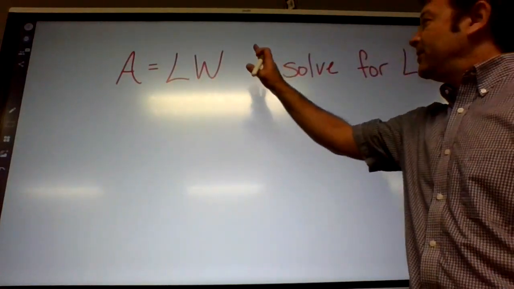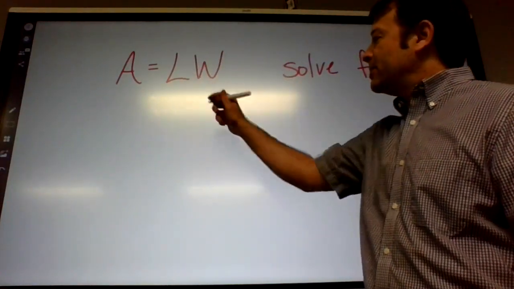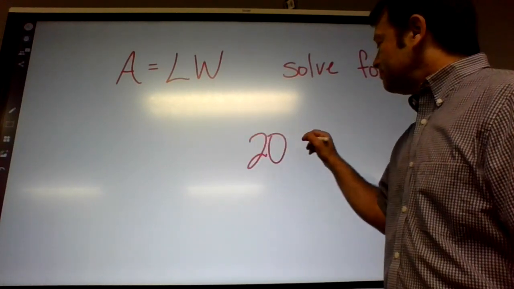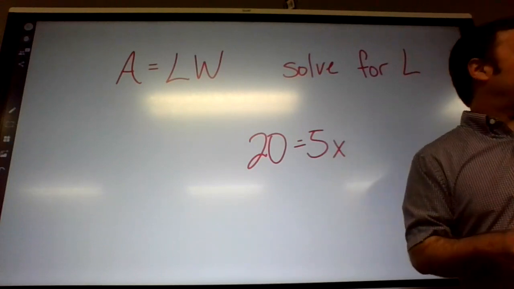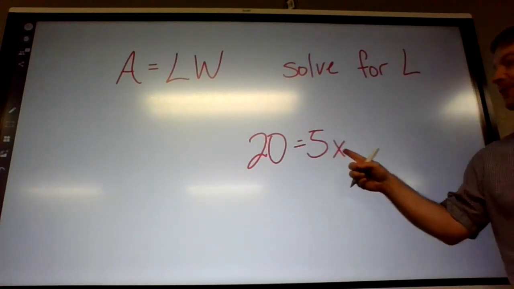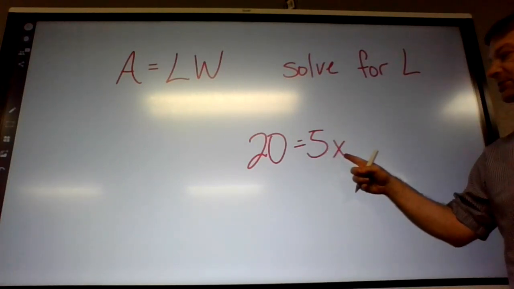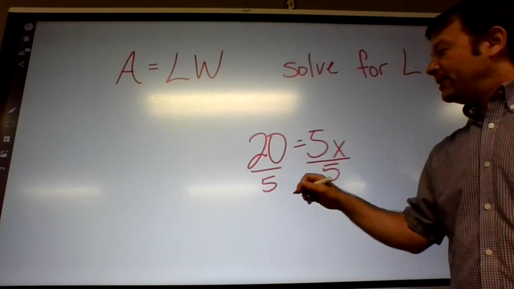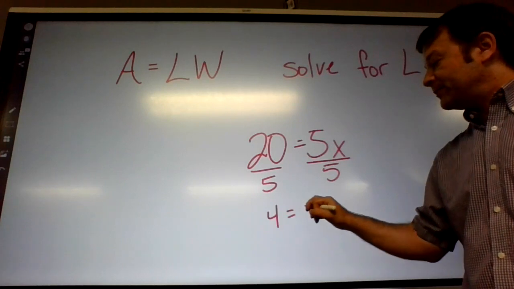So we're solving this equation for L. You guys remember last chapter we had an equation like something like that. How did we solve this for X? We divided by 5, right? And then 20 divided by 5 is 4.